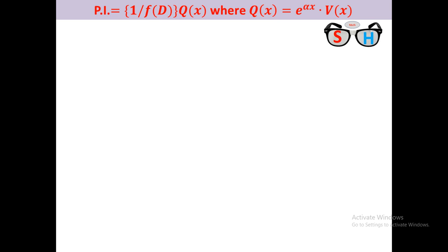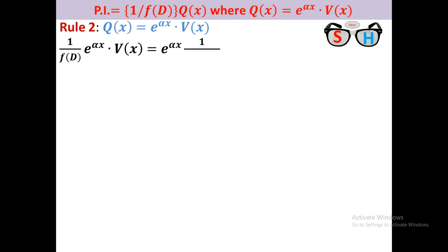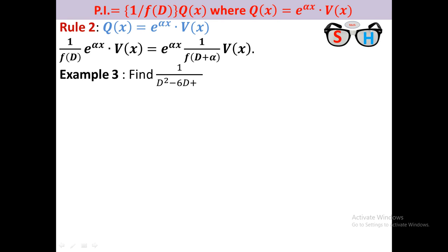There I take Q(x) as a product of an exponential function and an arbitrary function, say v(x). You see that f(x) equals e to the power alpha x times v(x), an arbitrary function v(x). The rule is: if 1 by f(D) of e to the alpha x v(x), then you have to take e to the alpha x outside of the operator and replace D by D plus alpha. Here you see that e to the alpha x is on the left hand side of the operator, and D is replaced by D plus alpha. This is the rule.